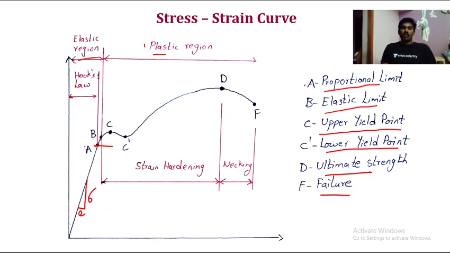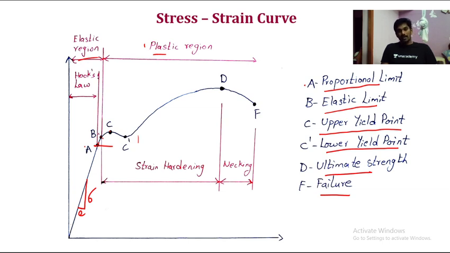Okay, so what is B? It is the elastic limit. Elastic limit means the material will be under elastic property up to this B point. When it crosses B, it turns into the plastic property. Okay, right? And C to C dash is called the yield point, where the material will yield between C and C dash. And your strain hardening usually happens from the elastic limit to the yield point, right?